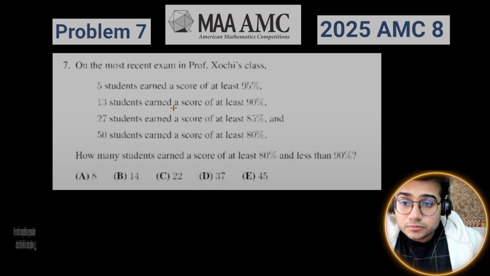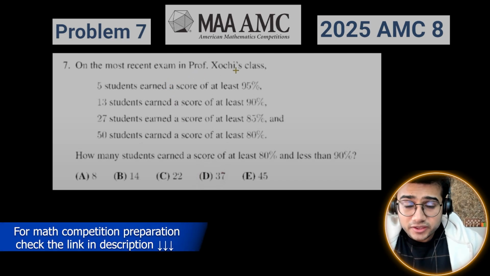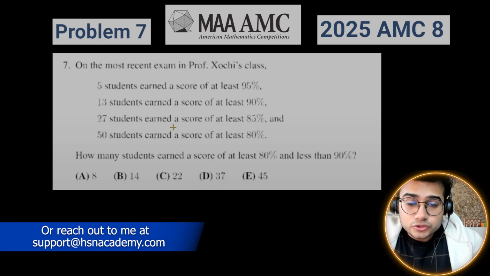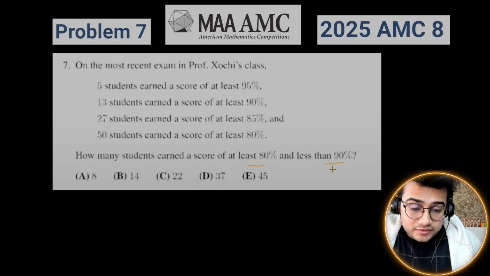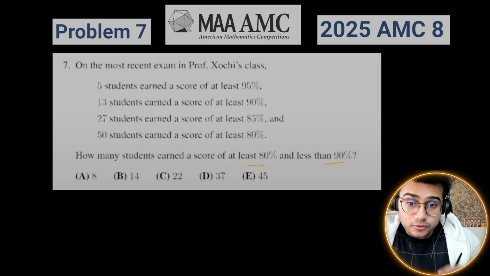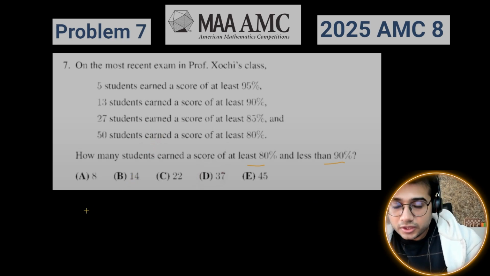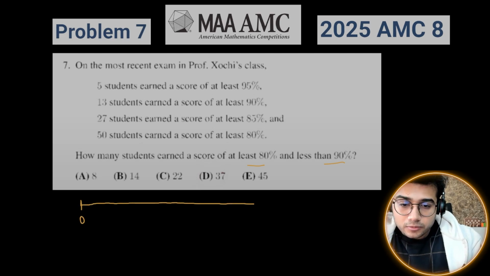Okay, so in this problem, we have Professor X, and in his class, the students scored according to this information. And they want us to find out how many students scored at least 80 and less than 90%. For this problem, I think the most effective way to do this will be using a number line. So let's draw a number line where we have 0 up till 100.